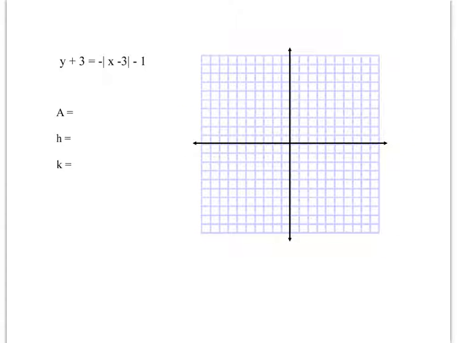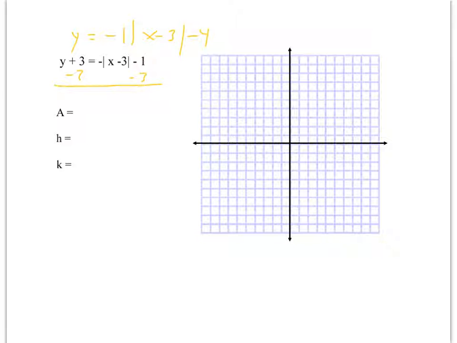Okay, before we do anything on this one, we need to solve for the y, so I'm going to subtract 3 from both sides, so minus 3, minus 3. And when I do that, I'll write this up top. I get y is equal to negative 1, if you want to think about it that way, times the absolute value of x minus 3, minus 4. Negative 1 minus 3 is negative 4. All right, you guys go ahead and make your graph.